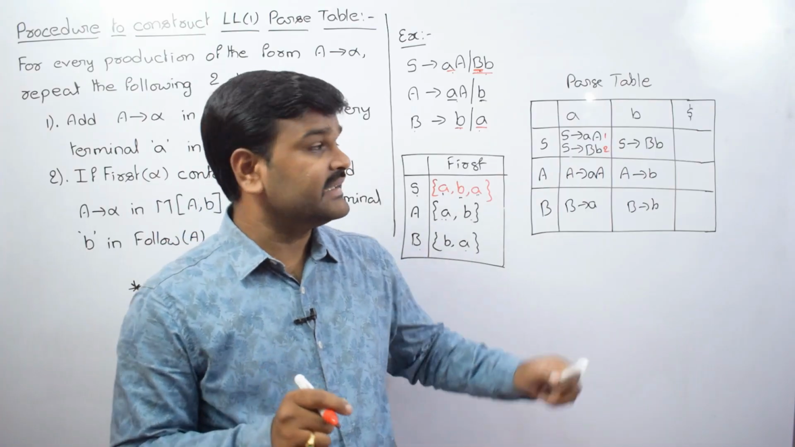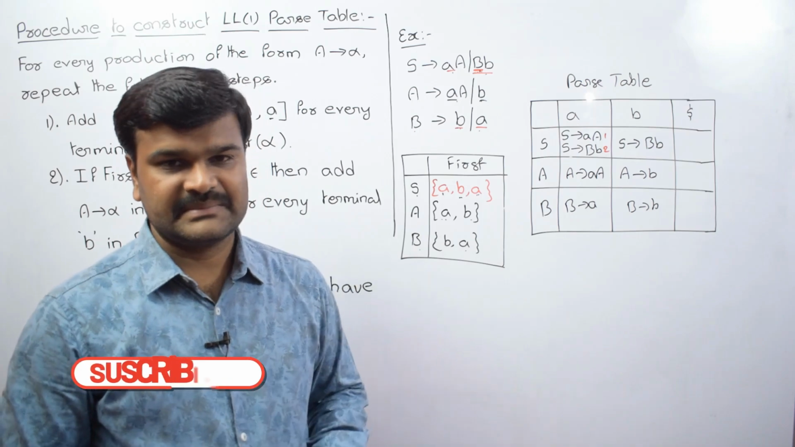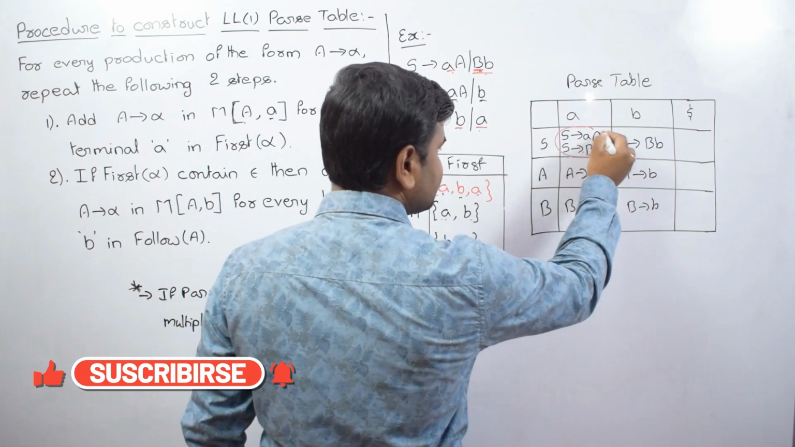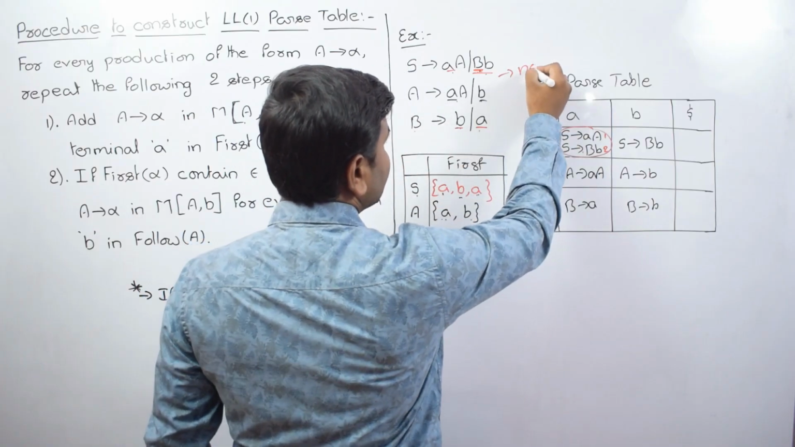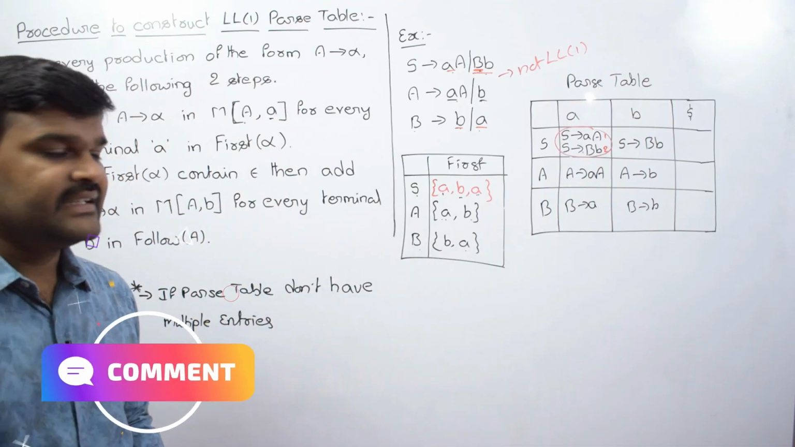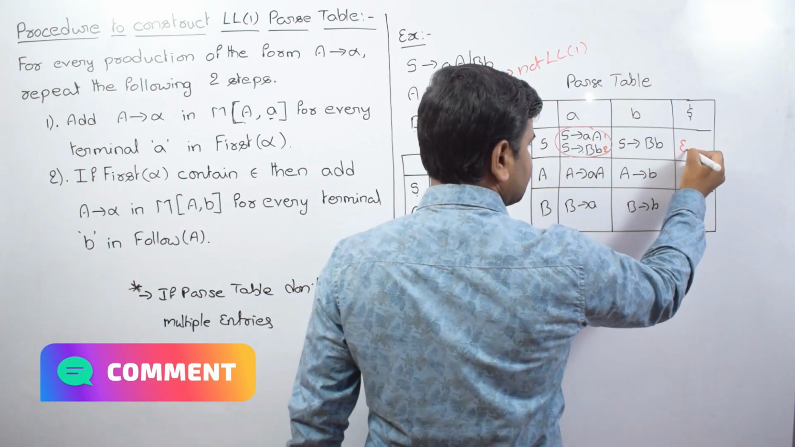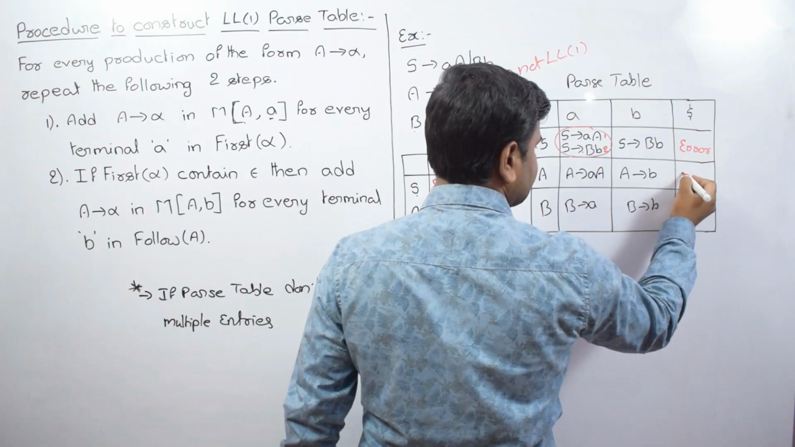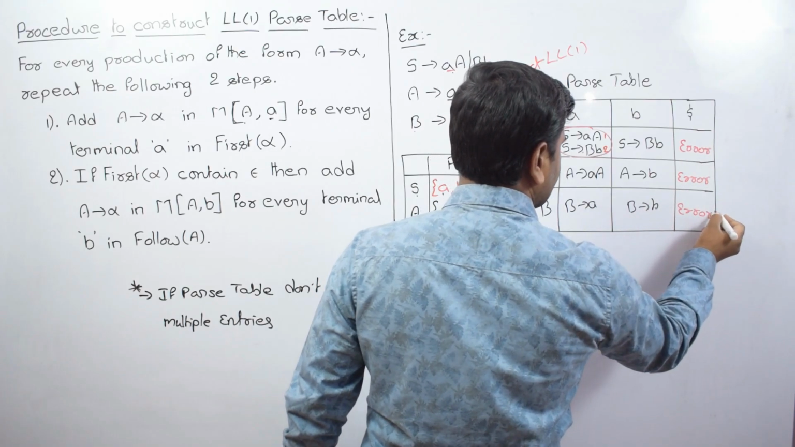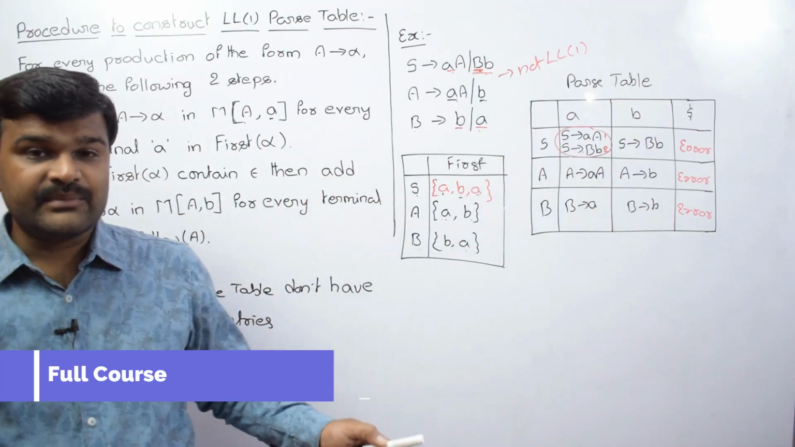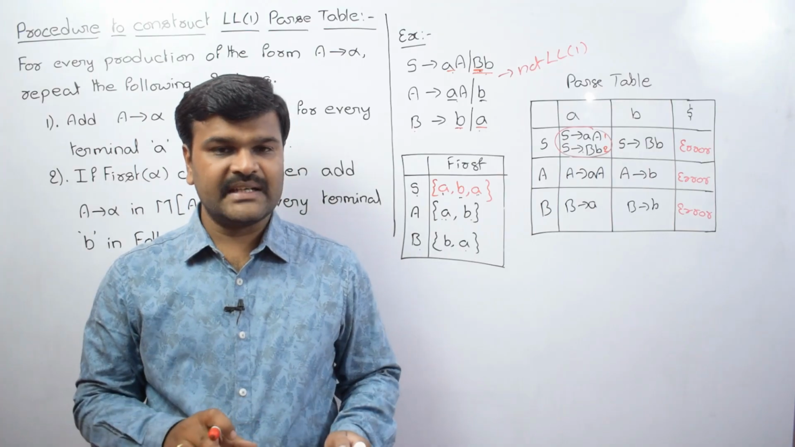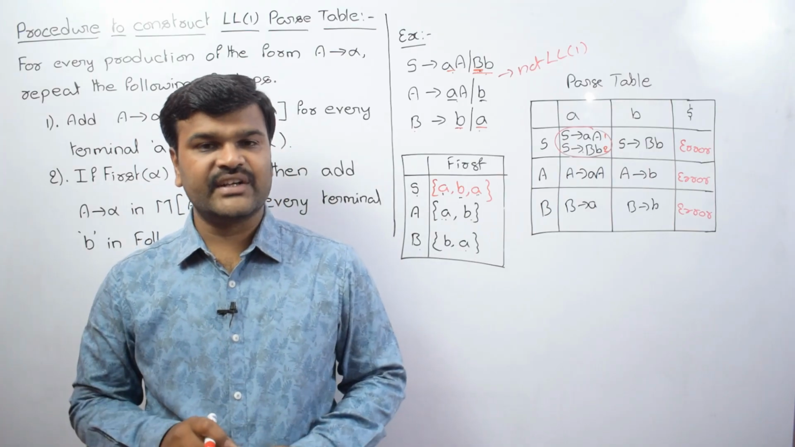That is why this is not an LL1 grammar. Because we have multiple entries in this cell, this is not an LL1 grammar. And these places are errors, as we discussed earlier. In this way, sometimes you are going to have multiple entries in a parse table. If you have multiple entries, that is definitely not an LL1 grammar.